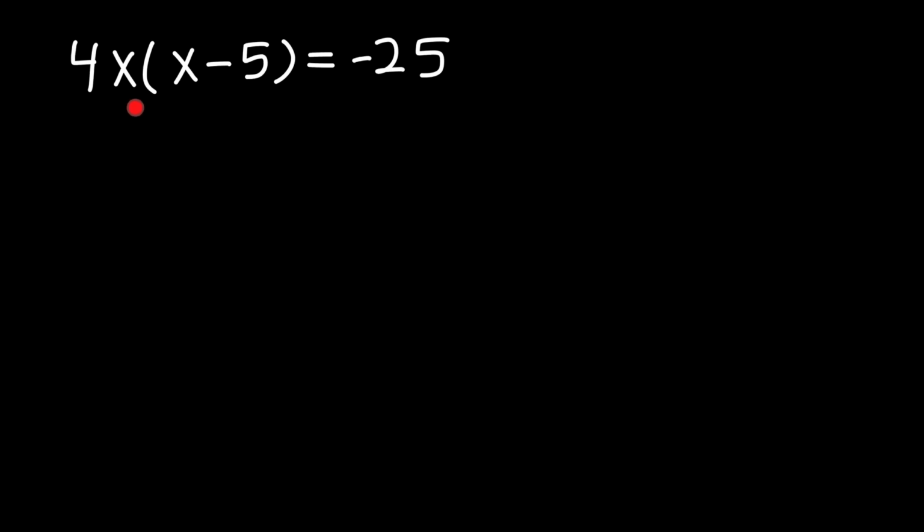Solve the quadratic equation for x times x minus 5 equal negative 25. Make sure to watch the video until the end because I will show you one common mistake that students make that makes them get the answer wrong.